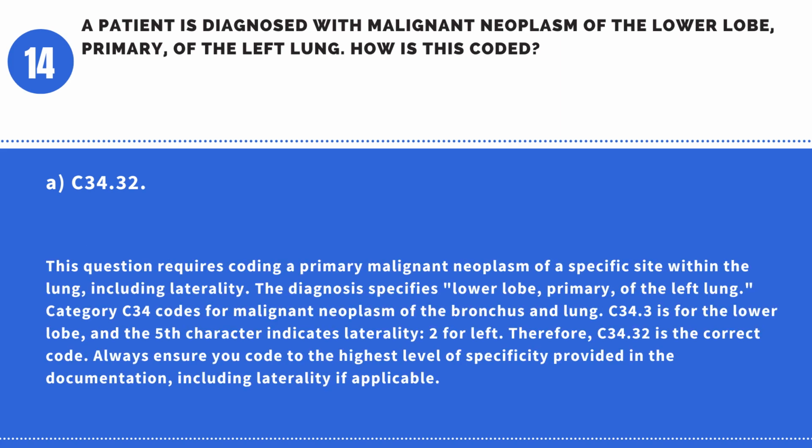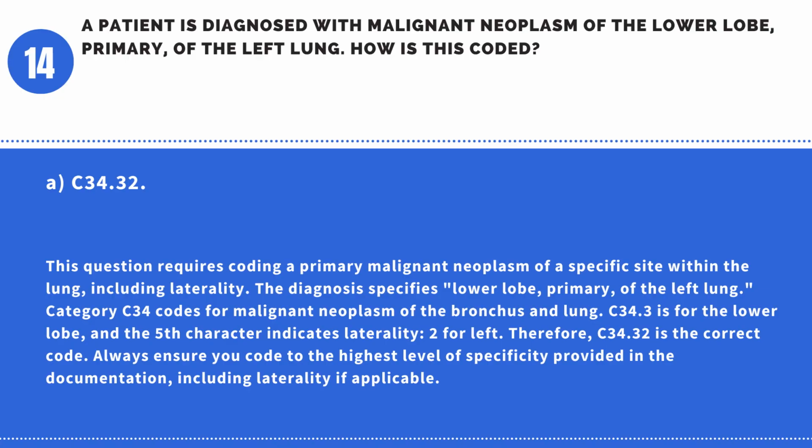Answer: A. C34.32. This question requires coding a primary malignant neoplasm of a specific site within the lung, including laterality. The diagnosis specifies lower lobe, primary, of the left lung. Category C34 codes for malignant neoplasm of the bronchus and lung. C34.3 is for the lower lobe, and the fifth character indicates laterality, 2 for left. Therefore, C34.32 is the correct code. Always ensure you code to the highest level of specificity provided in the documentation, including laterality if applicable.